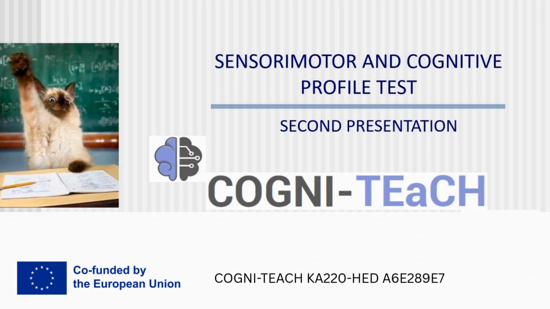This is the second video preparing for the use of the Sensorimotor and Cognitive Profile Test. The Sensorimotor and Cognitive Profile Test presented here is specifically designed to assess school success. It consists of tasks that form the foundation for learning reading, writing, and arithmetic. The goal is to provide necessary information with an optimal number of tasks.